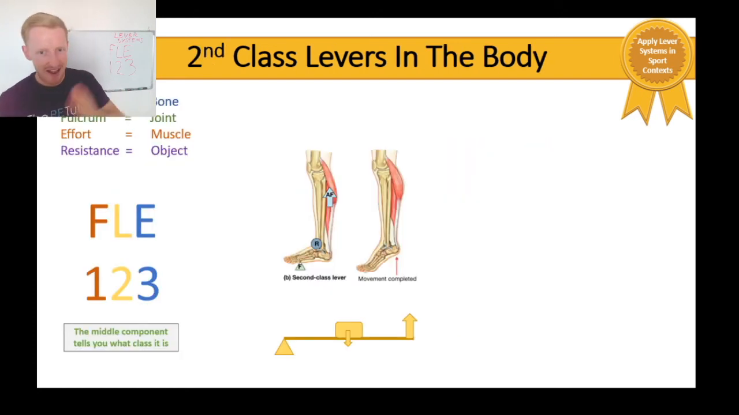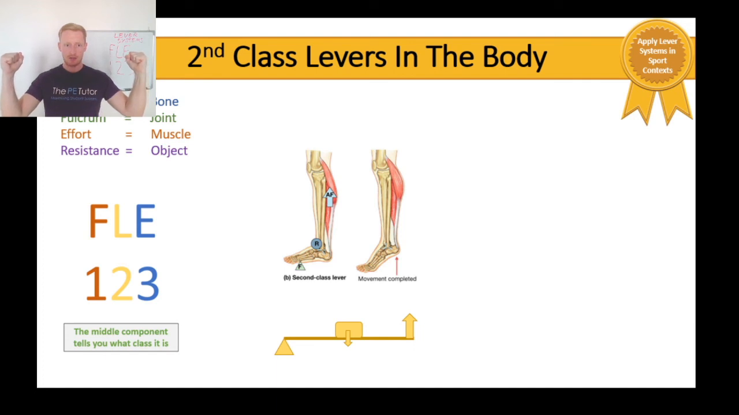Second class lever, FLE 1, 2, 3. L2 is in the middle. So the load is in the middle, fulcrum and effort at the other two ends. Just like in our foot. Have a look there, look at the foot. So where we stand, the ball of our foot, where it meets the floor and is going to allow that rotation, that's going to be our fulcrum, our pivot point.